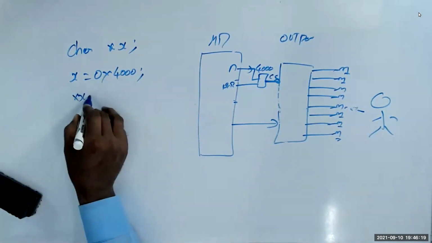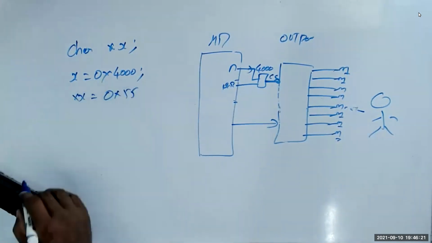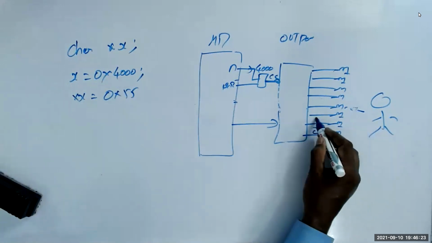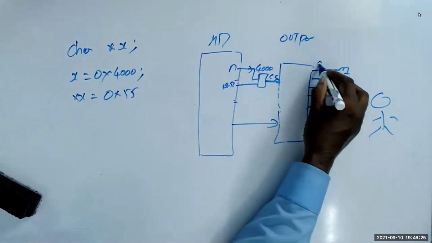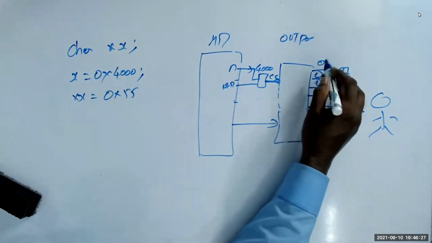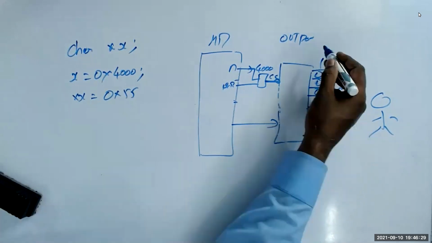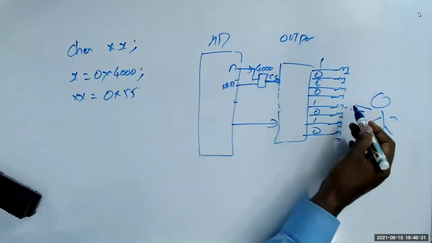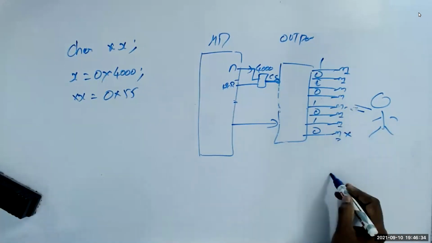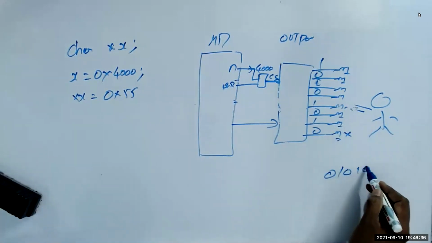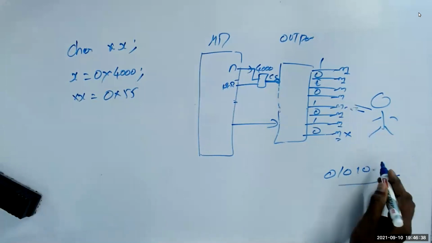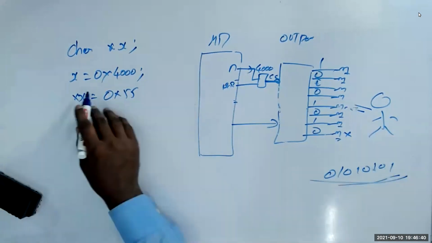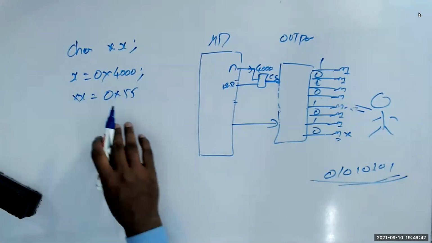Star x is equal to 0x55. That's it. Here it goes: 0101 0101. So 5 5. Now what happened? Our man will look at it, oh, this is glowing, not glowing. You put 0 1 0 1 0 1 0 1. That's all. It is one shot. You have written it in one shot. He has understood.